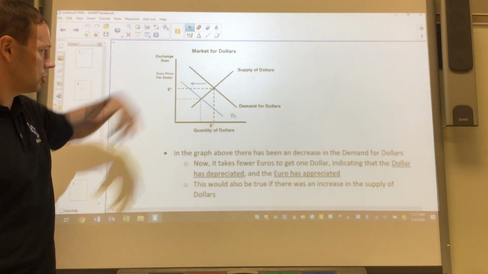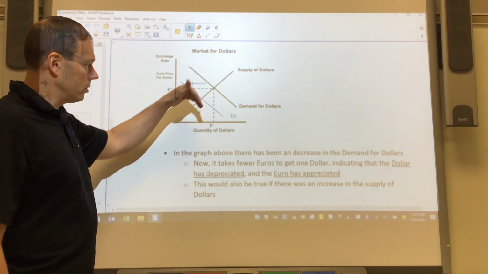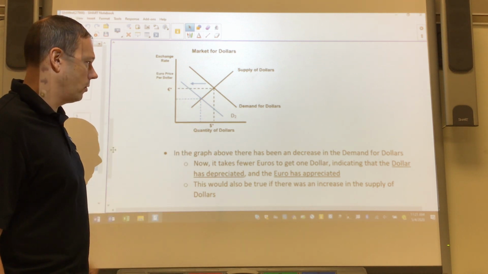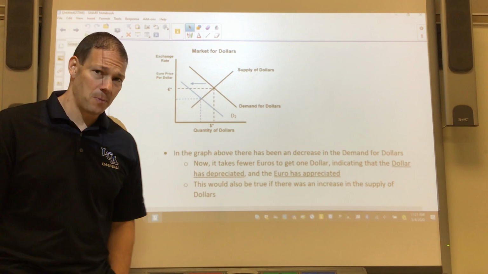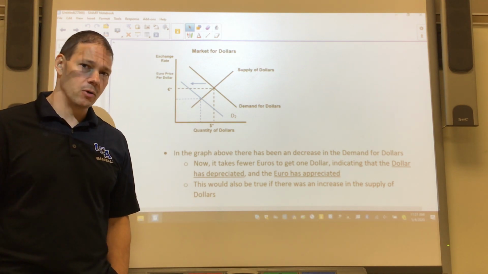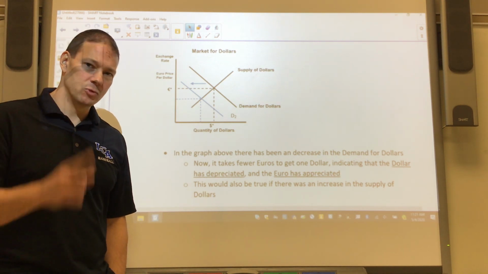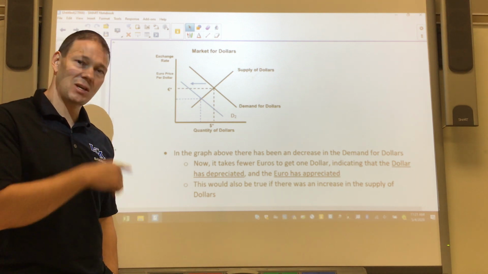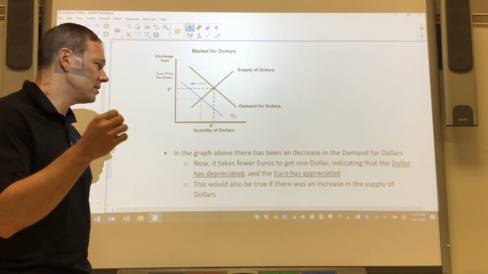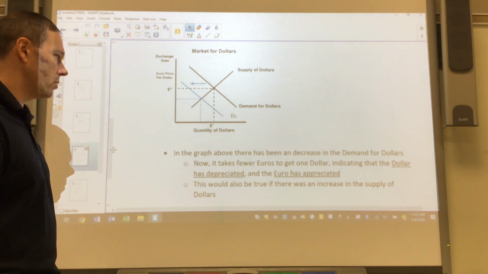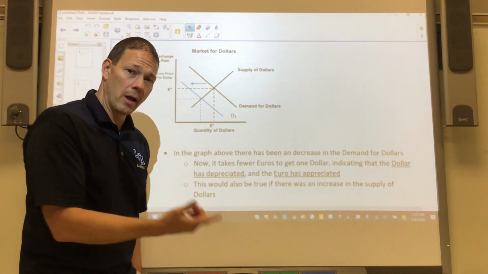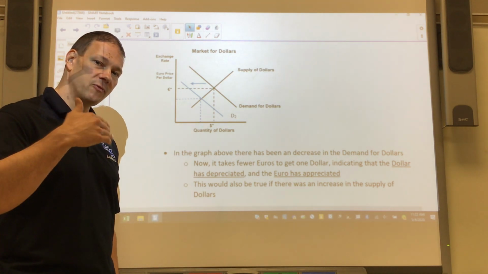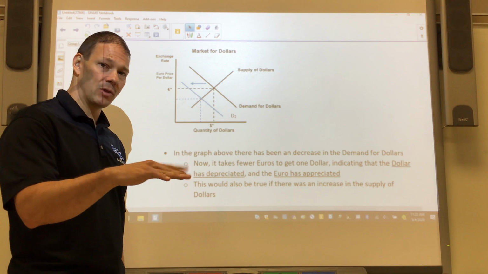Now the reverse, just to show you on the graph, where the demand for the dollar decreases. Notice it takes fewer euros to get a dollar. Again, if you had a baseball card that was worth 3 euros and now it's worth 1 euro, you'd say, stink, my baseball card's not worth as much money. Same is true of the dollar. The dollar has depreciated because it takes fewer euros to get that dollar. The euro, on the other hand, has appreciated.